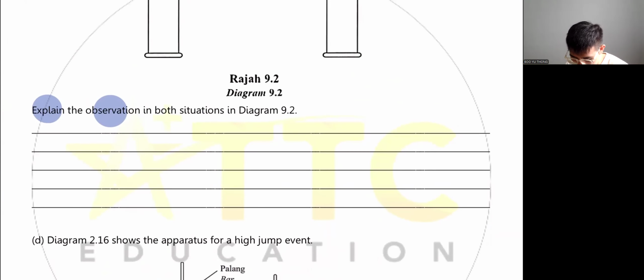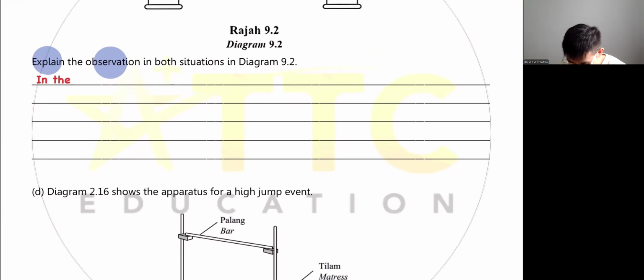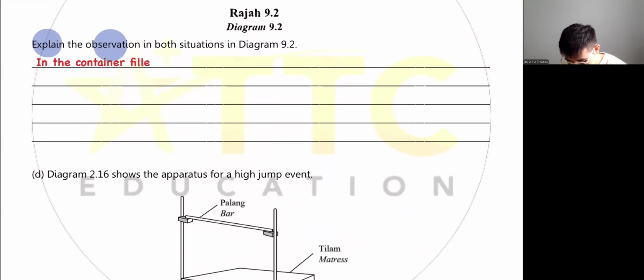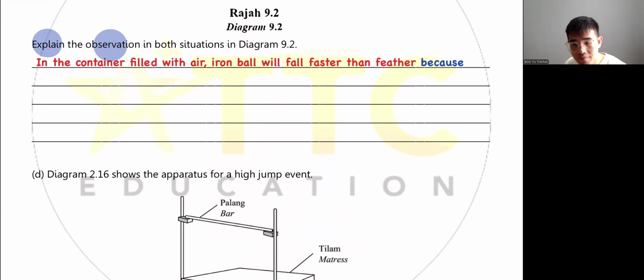You can say in the container filled with air, what happens? The iron ball will fall faster than the feather. So you get 1 mark by telling the observation. And then you have to explain why that is. Why is the iron ball falling faster than the feather?